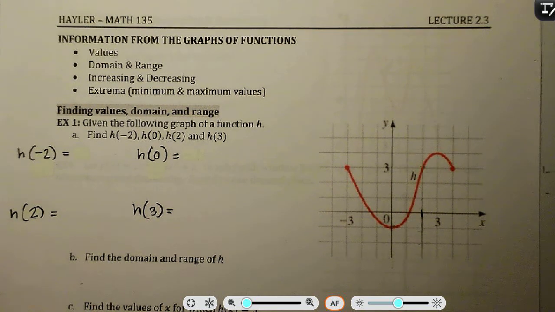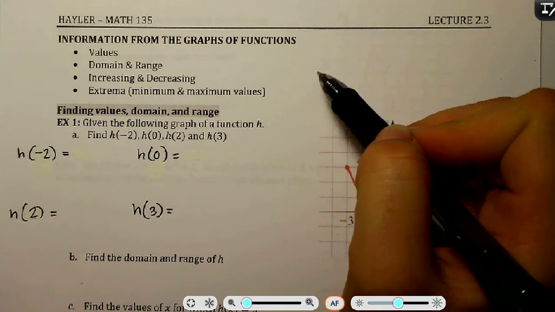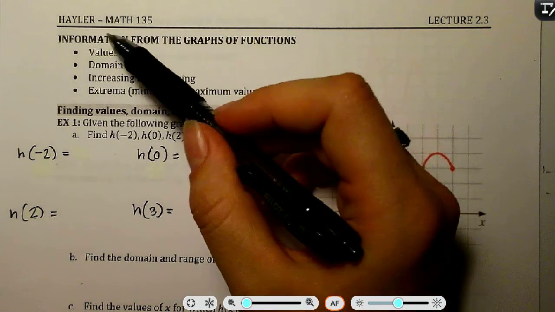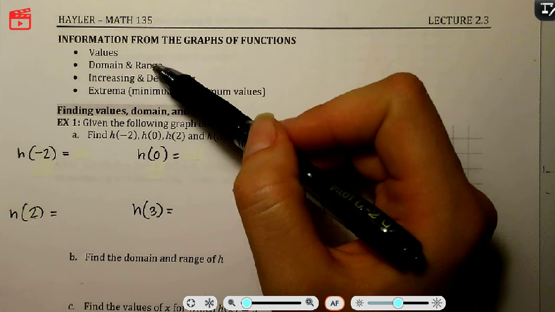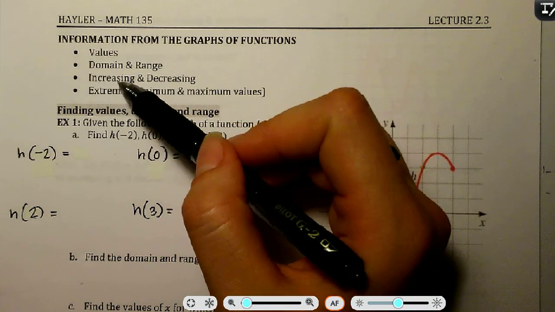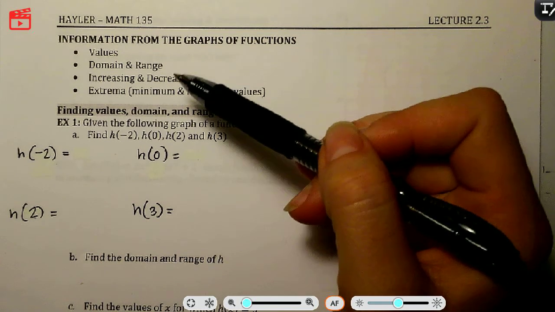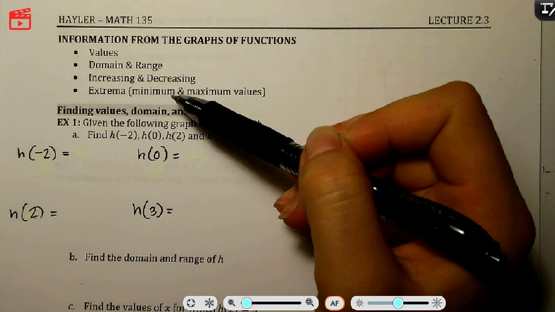So here we are with lecture 2.3. We're looking at the information from the graphs of functions. The different information that we can find when we're looking at a graph would be function values, the domain and range, where it's increasing and decreasing, and also if it has any extrema, so any minimum or maximum values.